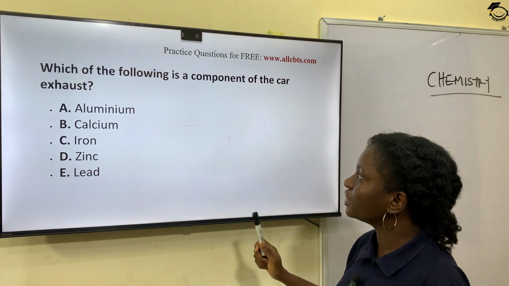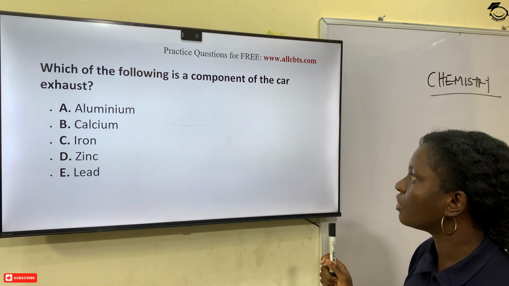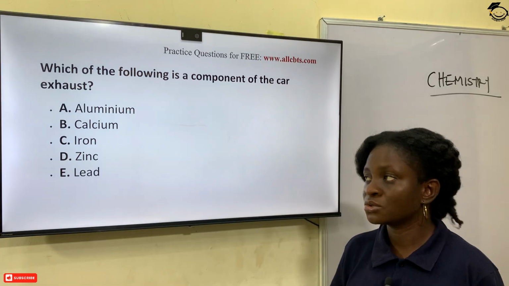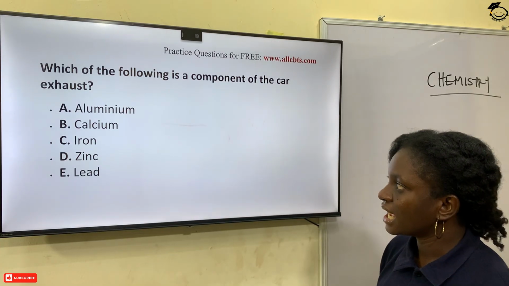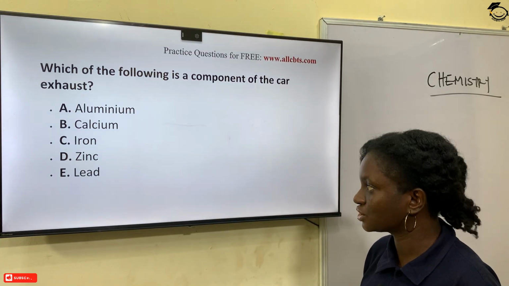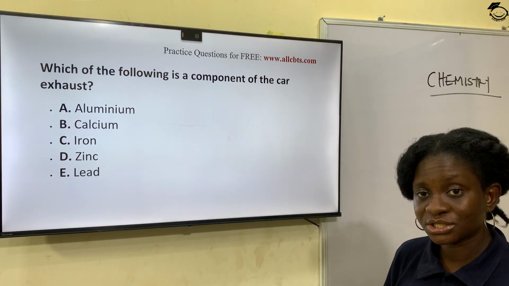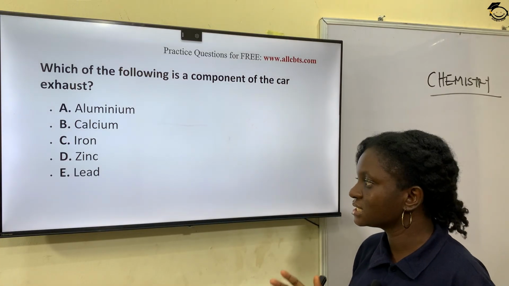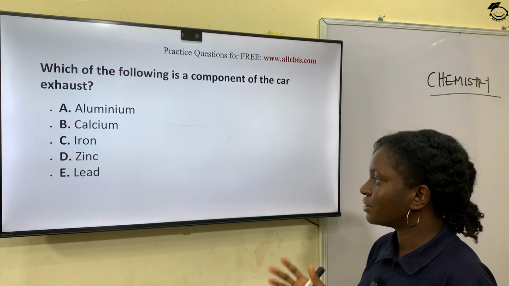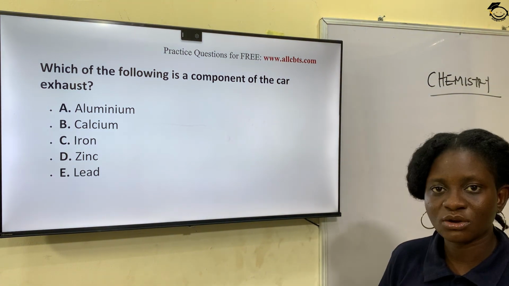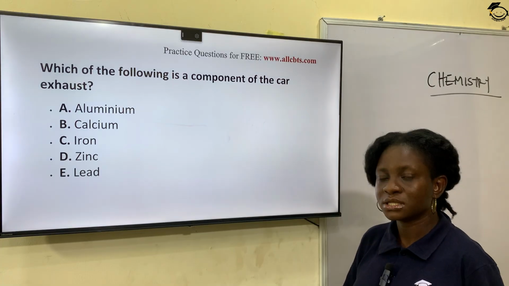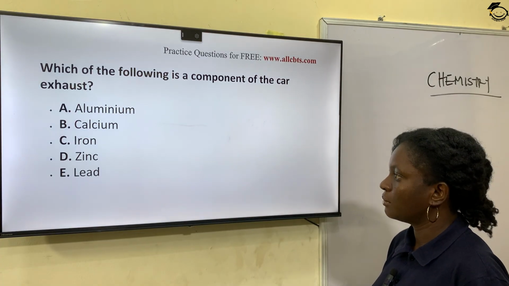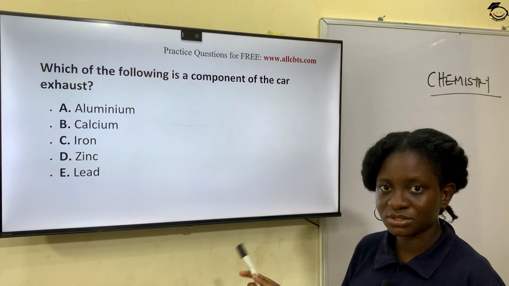Which of the following is a component of the car exhaust? So we have A, aluminium, B, calcium, C, iron, D, zinc, E, lead. The correct answer is lead. Lead is a component of car exhaust. We also have CO, carbon monoxide, but lead is the correct answer to this question.